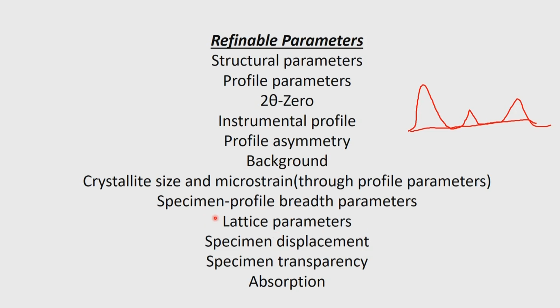See, we determine some a, b, c, alpha, beta, gamma by indexing the HKL peaks we identified, and we identified maybe 20, maybe 30, depending upon the quality of your diffraction data. That is probably not an indicator of the correct lattice parameters. So, lattice parameters also can be refined under the profile parameters.